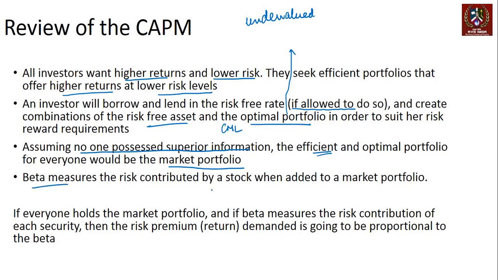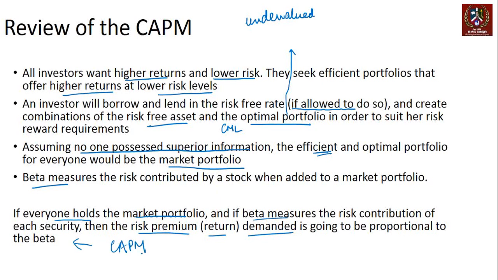Now, beta measures the risk contributed by a stock when added to the market portfolio. So what does this boil down to? If everyone holds the market portfolio and if beta measures the risk contributed to the portfolio by each security, right, then the risk premium, which is the return demanded, is going to be a linear function of, or proportional to, the beta. So essentially we have this, which is what basically CAPM says.